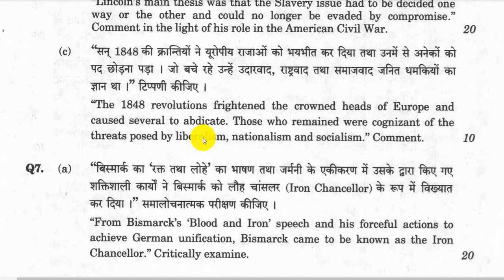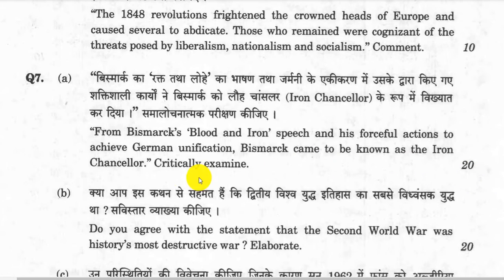The 1848 revolutions frightened the crowned heads of Europe and caused several to abdicate. Those who remained were cognizant of the threats posed by liberalism, nationalism and socialism. Comment. From Bismarck's blood and iron speech and his forceful actions to achieve German unification, Bismarck came to be known as the Iron Chancellor. Critically examine.